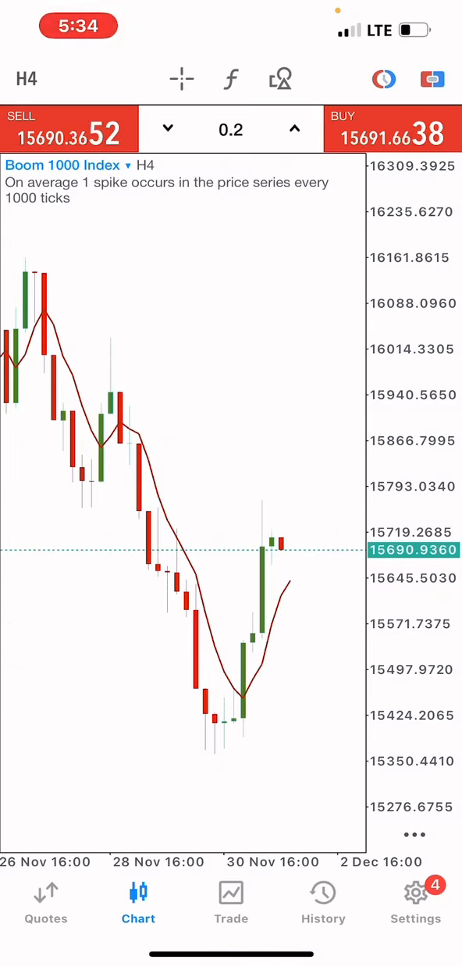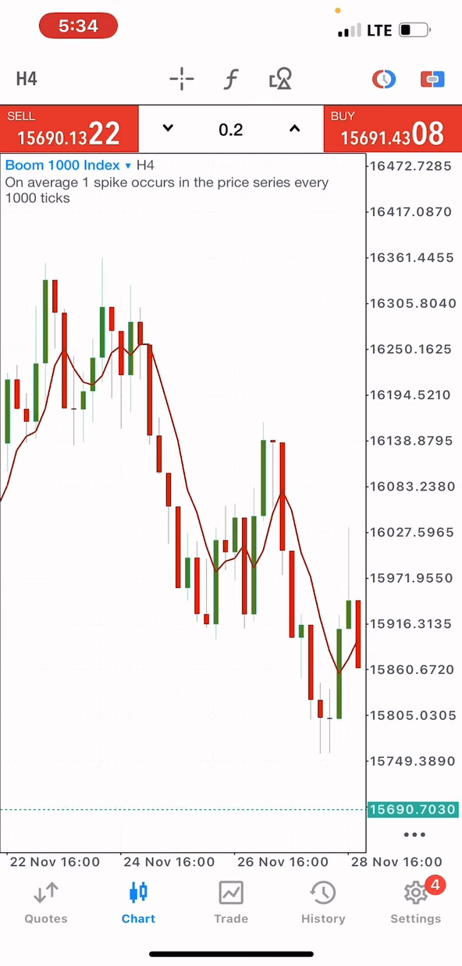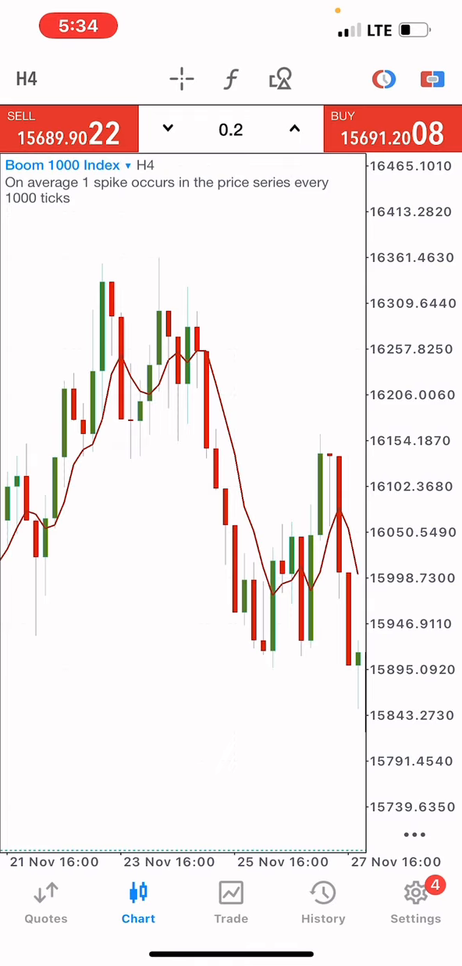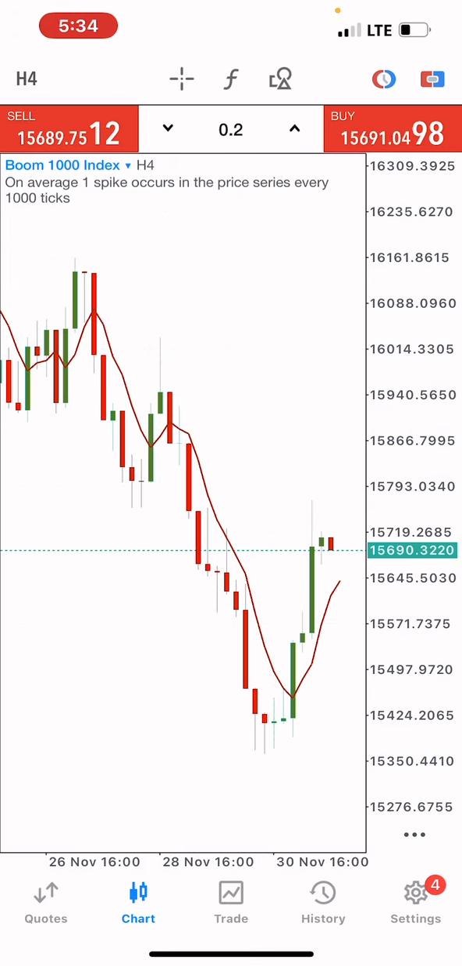And as far as trading against the spikes is concerned, you want to be selling the boom 1000 index market, and you equally want to be buying the crash 1000 index market. If you want to catch spikes, for the boom 1000 index market, you want to be buying, and for the crash 1000 index market, you want to be selling. But for this video, we are looking to sell the boom 1000 index market and buy the crash 1000 index market. So when you want to sell the boom 1000 index market, you want to see a downtrending market.